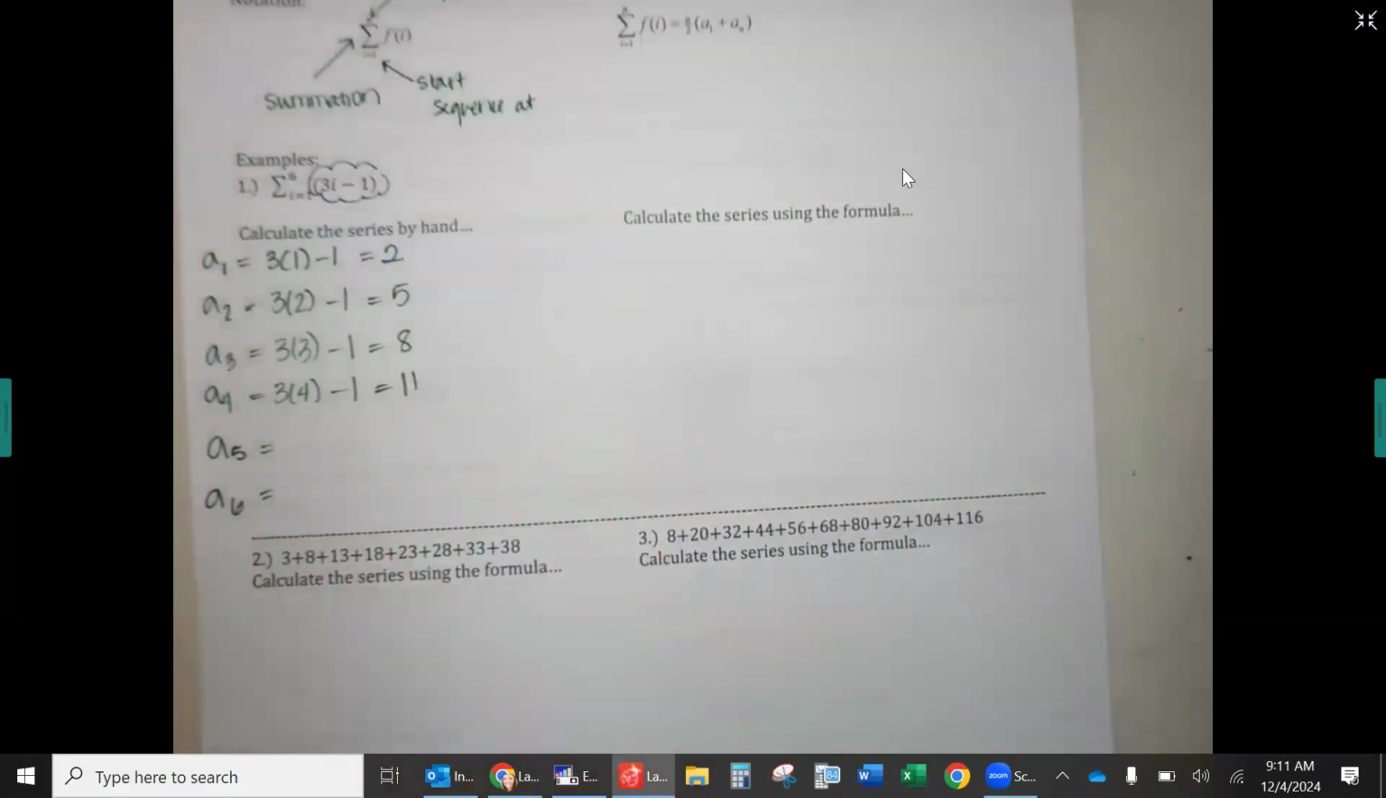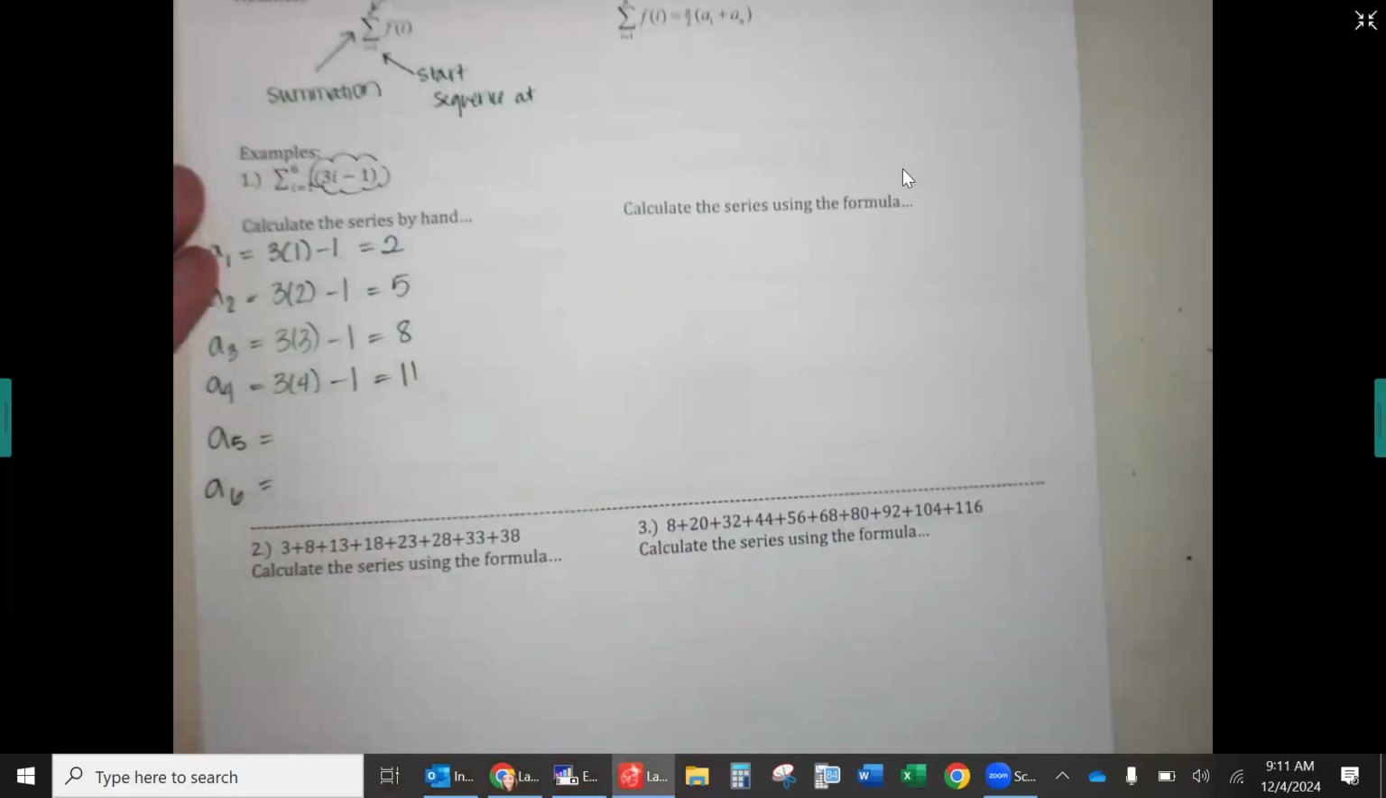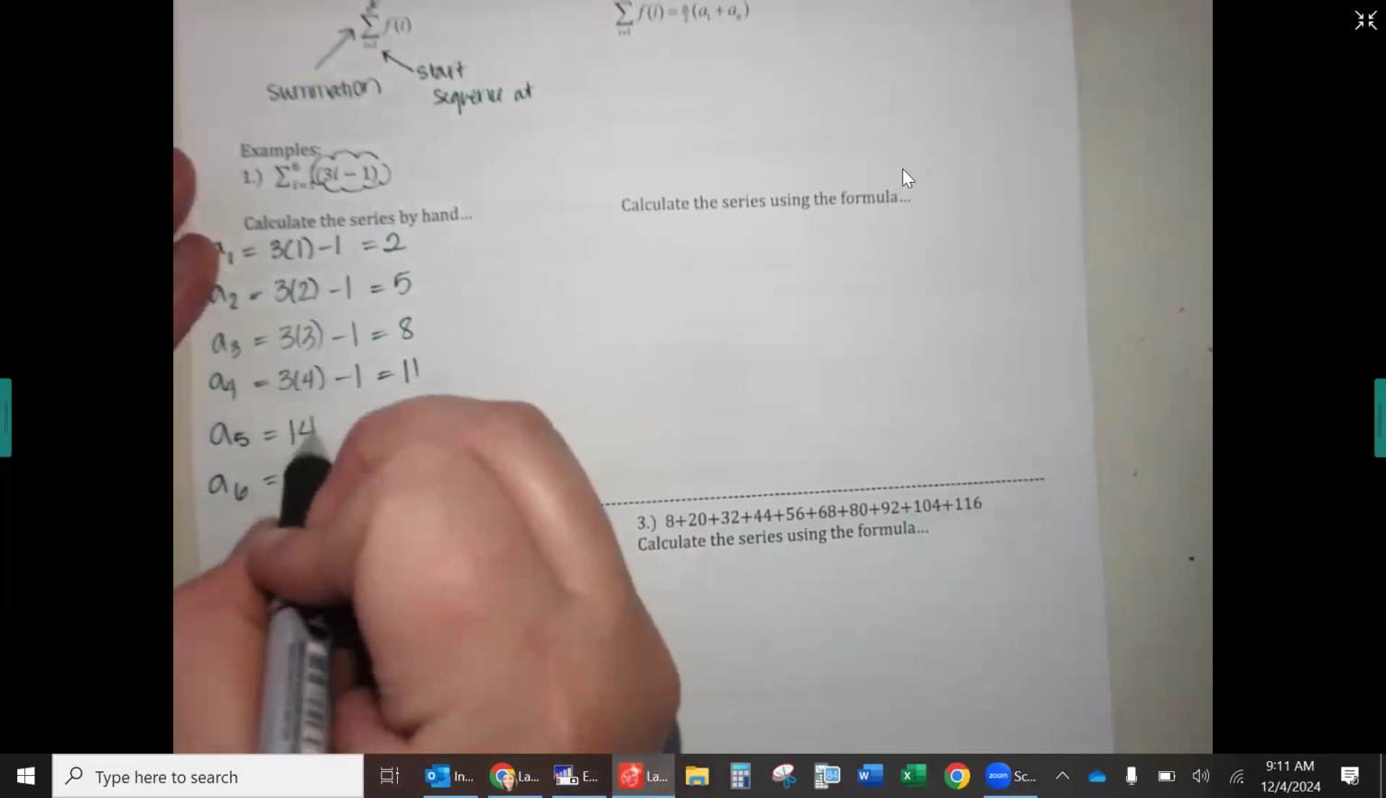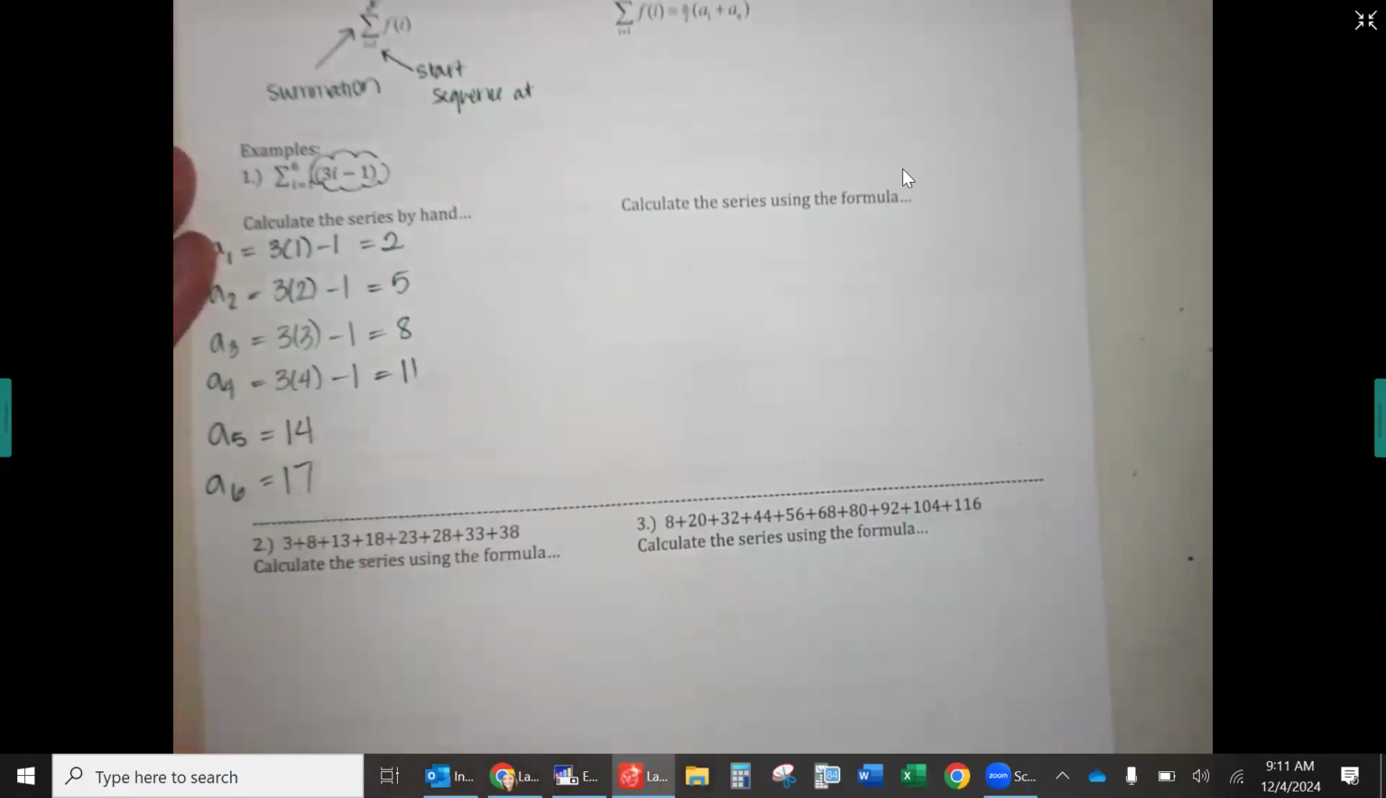Now, how many more numbers do I have to go? My start number is 1. What's my stop number? 6. So I only need to find 2 more, A sub 5 and A sub 6. But now that I see what the pattern is, I'm just going to add 3 each time. So what would the number be after 11? 14. And then after that would be 17.